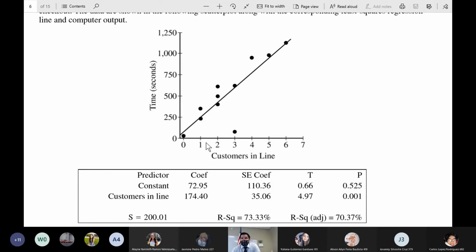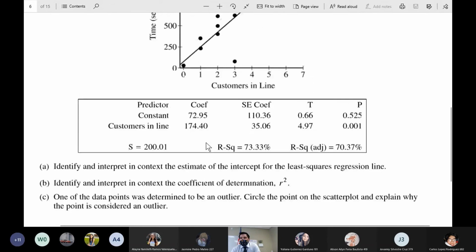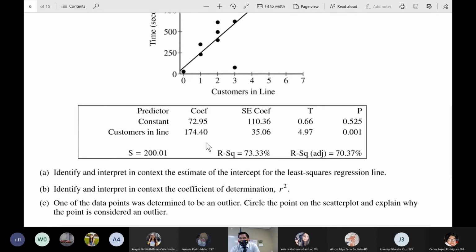It's just way off from what we would expect. They only had like a 74-second checkout time when there were 3 customers in front of them. That's very abnormal. Not at all what we would expect, given the general pattern of the data.